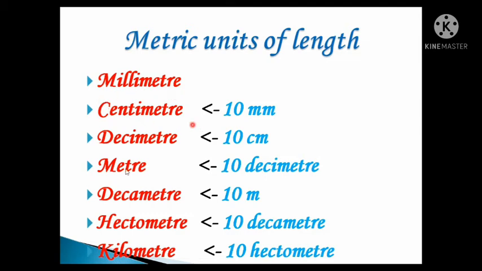Millimeter, centimeter, meter, and kilometer. Okay. And 10 decimeter makes 1 meter. 10 meter makes 1 decameter. 10 decameter makes 1 hectometer. And 10 hectometer makes 1 kilometer. So just keep in mind, but we will use only millimeter, centimeter, meter, and kilometer. Okay, write in your note.